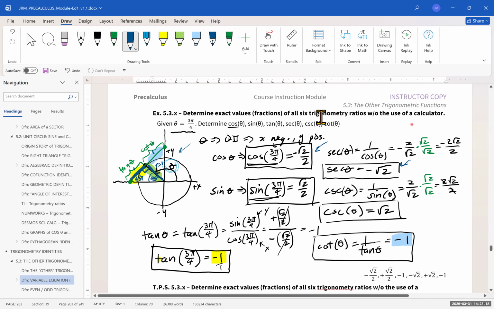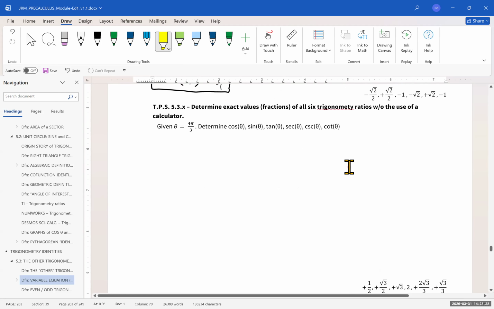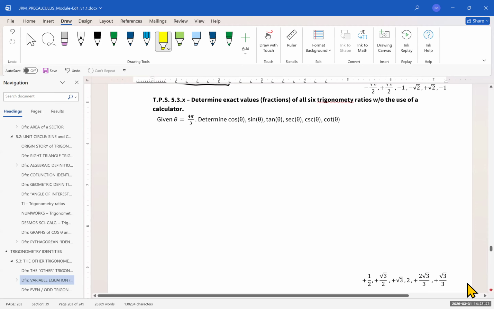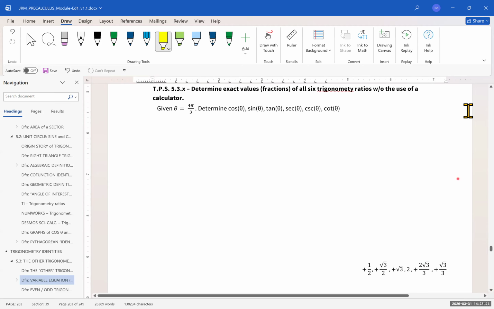All right. So this is how we determine the exact values, which are fractions where necessary, of all 6 trigonometry ratios. And we didn't use a calculator for this. So do the same thing here with 4 pi over 3. So pause the video now and give it a try. Okay, we're back.